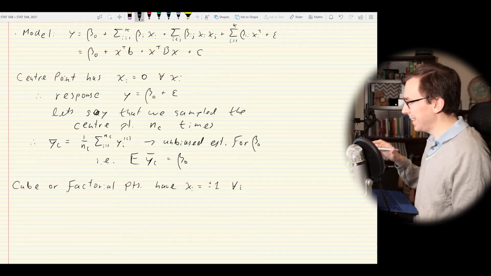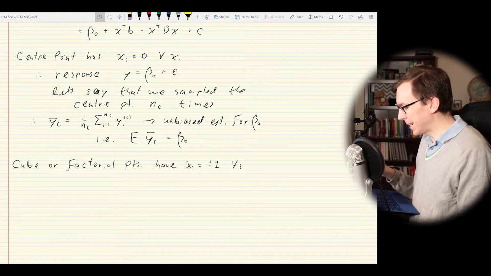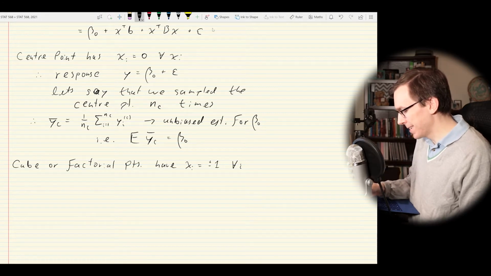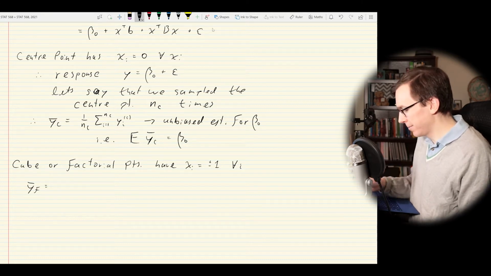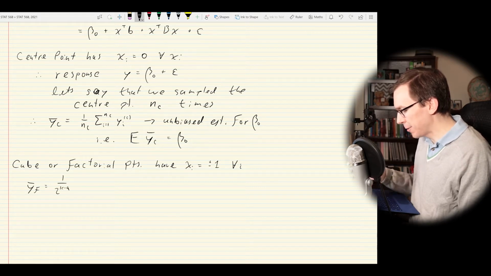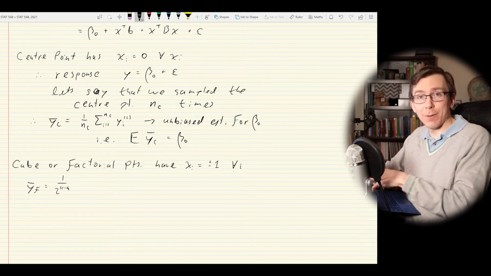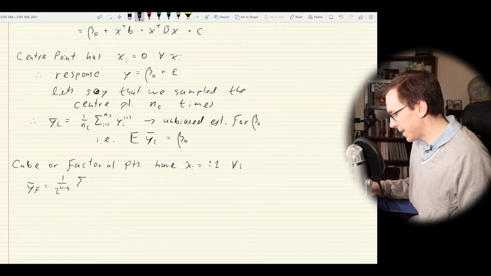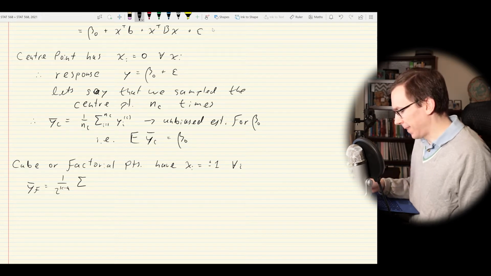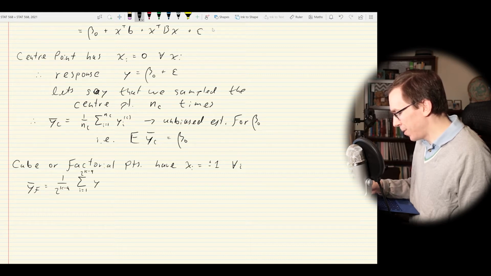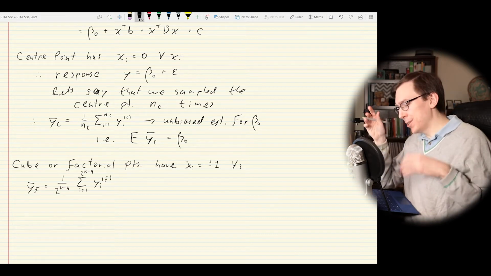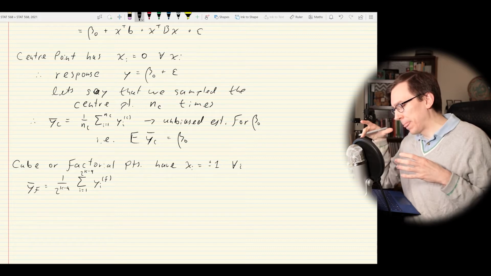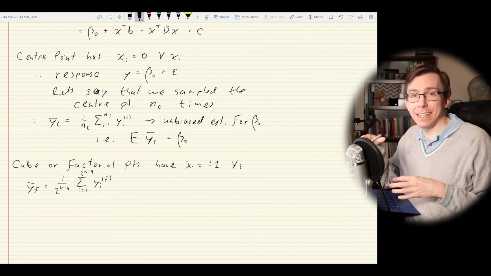Now, that's not directly relevant at the moment, because what we're going to do is get a new sample mean. So I want to define y bar f, and this is going to be 1 over 2 to the k minus q. Remember, there are 2 to the k minus q cube points that we are sampling, depending on what we choose for q, and whatever k is. So this is going to be the sum over i from 1 to 2 to the k minus q of y i, and I'm going to say f. So we can also consider the average of all of the fractional factorial points in our design.